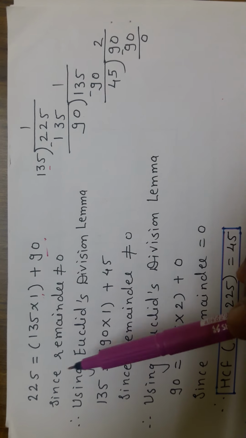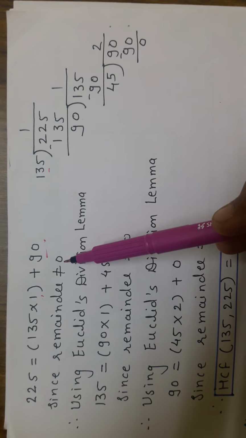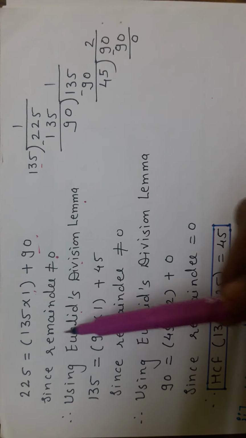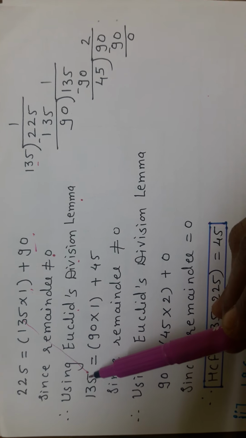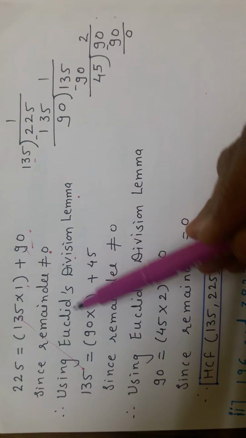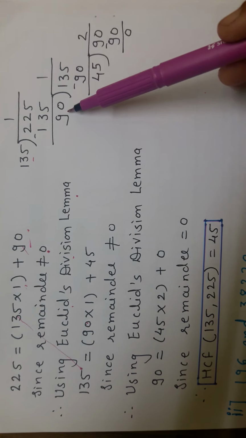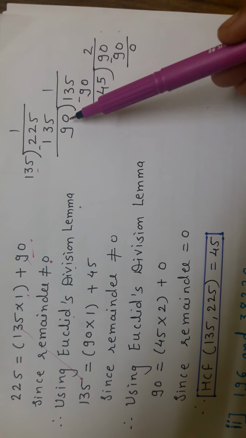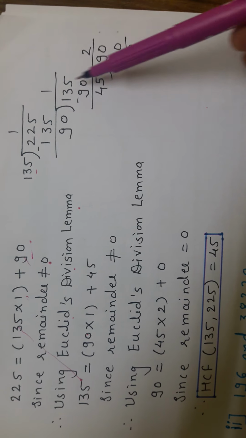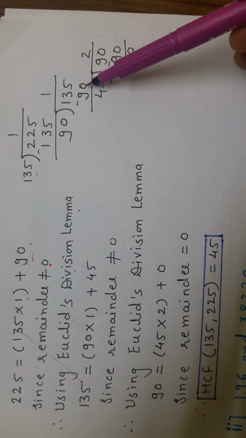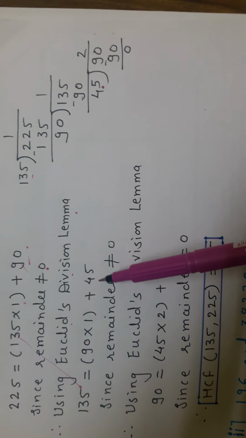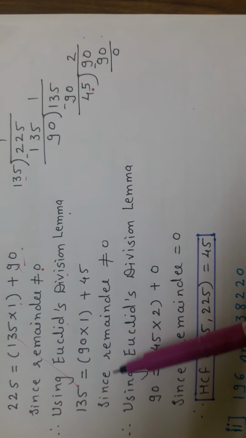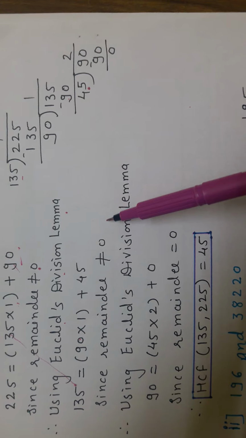1 is the quotient. Since remainder is not equal to 0, using Euclid's division lemma, 135 will become the dividend, 90 will become the divisor. See here, 90 is the divisor, 135 is the dividend. Again 90 ones are 90. 135 minus 90 is nothing but 45, again we got here 45 as the remainder. Means remainder is not equal to 0.